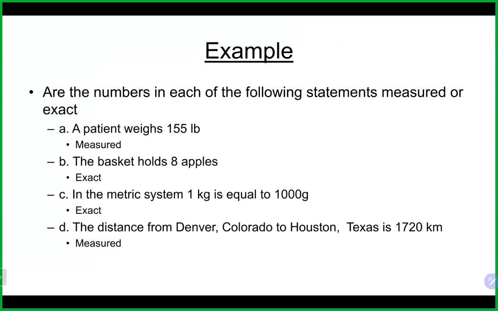So obviously here, if it's a patient who weighs 155, that's something that's going to be measured. Basket holds 8 apples. That would be an exact number. That's going to be something that you counted. 1 kilogram is equal to 1,000 grams. That's a metric to metric conversion, so that would be considered an exact number. And the distance from Colorado to Texas is 1,720. That obviously is going to be something that's measured along the way.